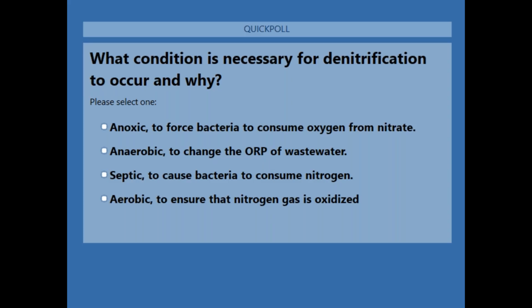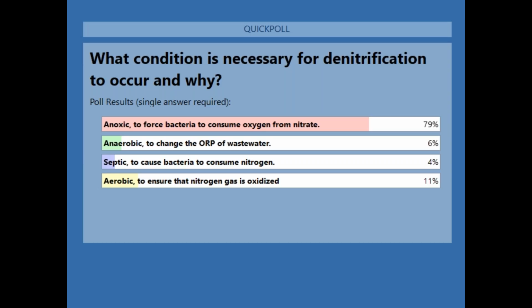Okay, so we're going to close this out and get the responses to you. 79% said anoxic to force bacteria to consume oxygen from nitrate. 6% said anaerobic to change the ORP of wastewater. 4% said septic to cause bacteria to consume nitrogen, and 11% said aerobic to ensure that nitrogen gas is oxidized.